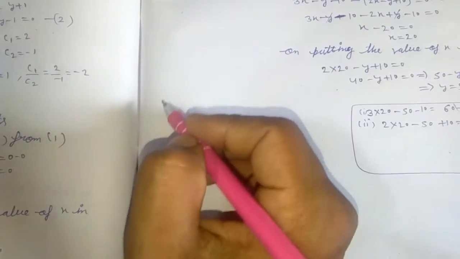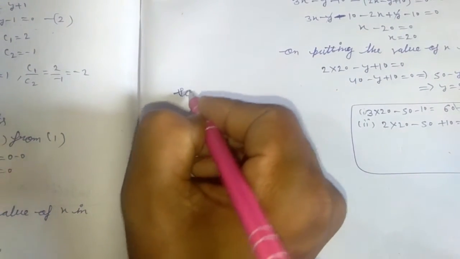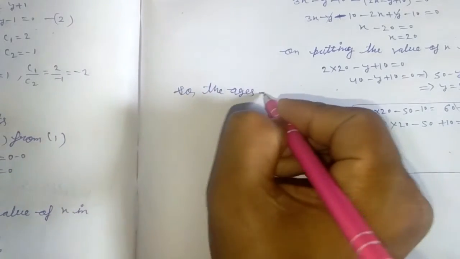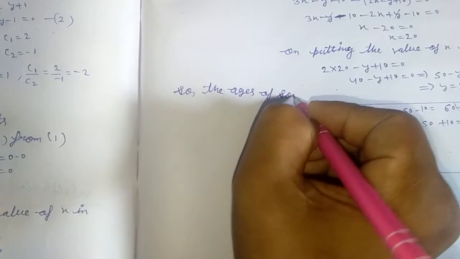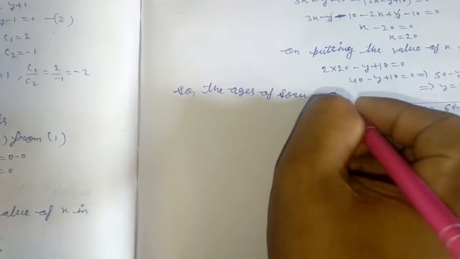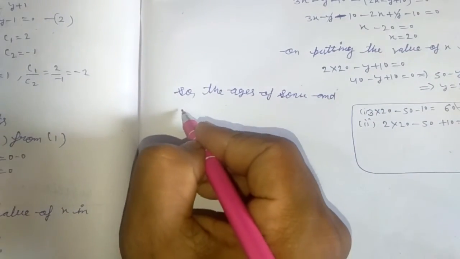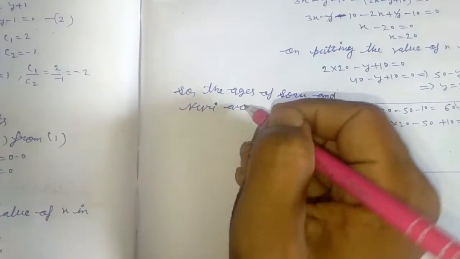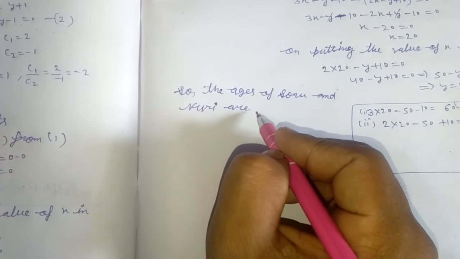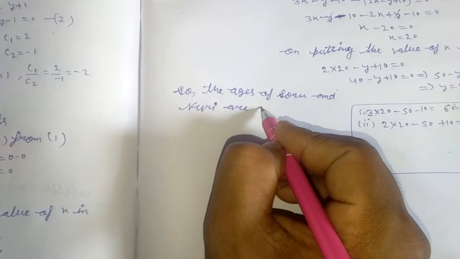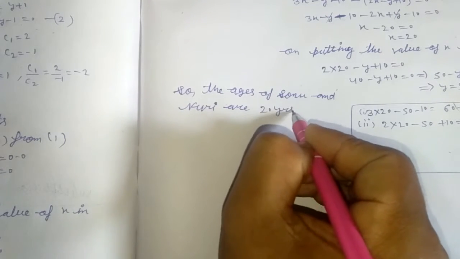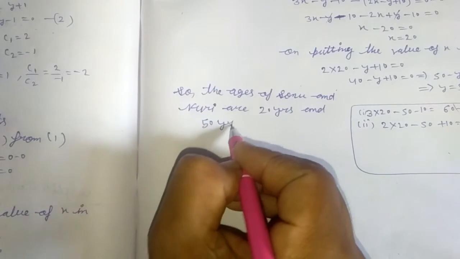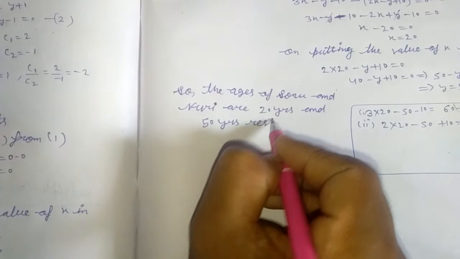So we write the last line: the ages of Sonu and Nuri are 20 years and 50 years respectively.